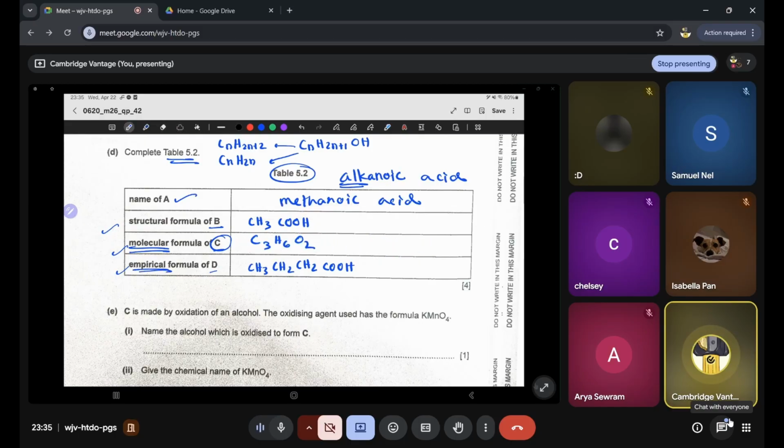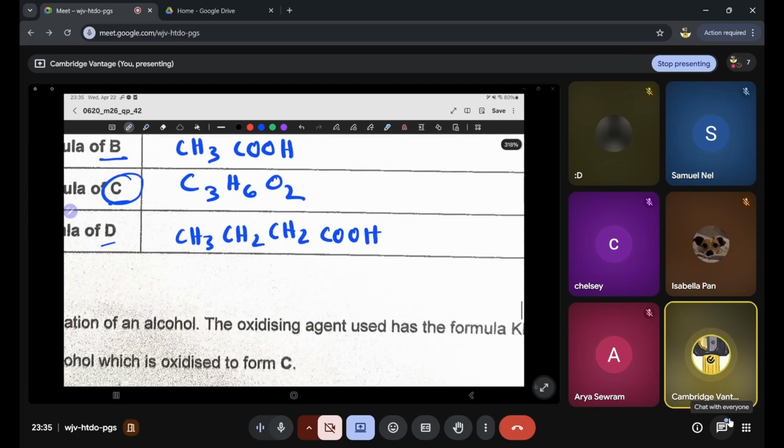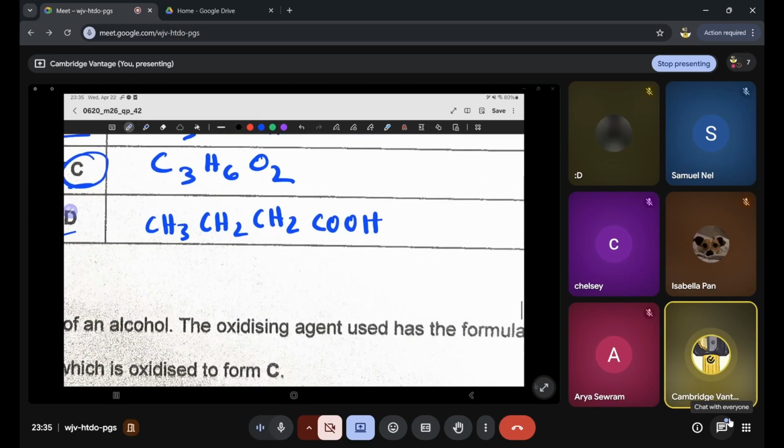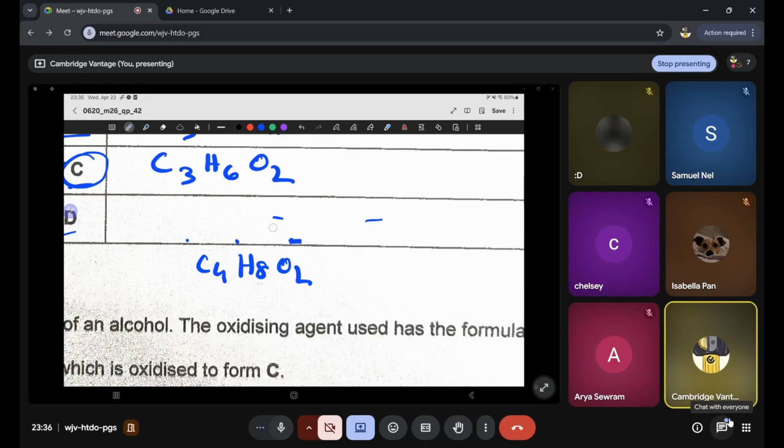And then it asks for the empirical formula of D. So to write down the empirical formula, we will utilize this. So C4, and how many hydrogens do we have? 3, 2, that's 5. 5, 2, that's 7. 7 and 1, that's 8. So H8 and then 2O. So C4H8O2. Now, how do we find the empirical formula? We just divide by the smallest possible number, or basically the common factor. So in this case, 2 is the common factor. I will divide everything by 2. If I divide 4 by 2, that's 2. If I divide 8 by 2, that's 4. If I divide 2 by 2, that's 1. So the empirical formula is C2H4O.